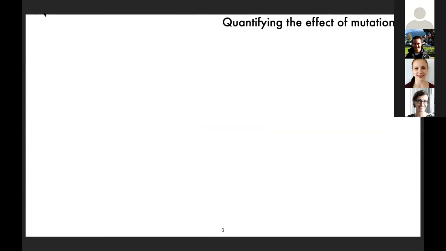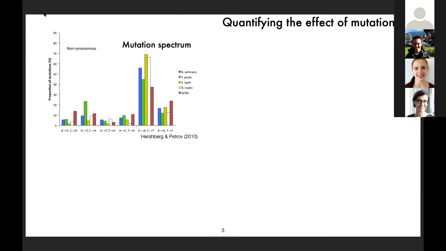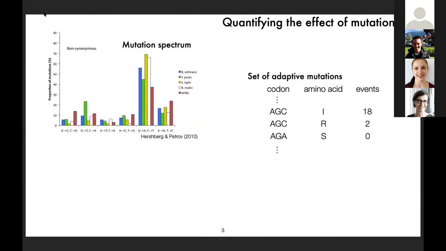So in order to quantify the effect of mutation bias, the main idea is that we need two ingredients. First, the mutation spectrum of a given species as an output of some study like a mutation accumulation experiment, for instance. And second, a very large set of bona fide adaptive point mutations of the same species, but that comes from a totally different experiment. We could sort the data in such a way that we can count the number of times a point mutation from each codon to a given amino acid happens, okay?